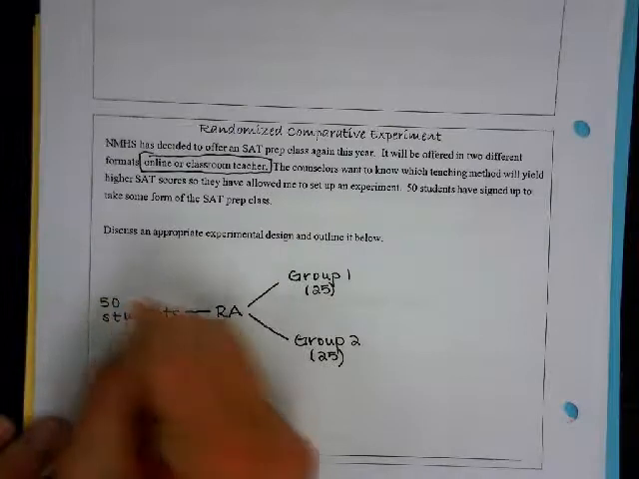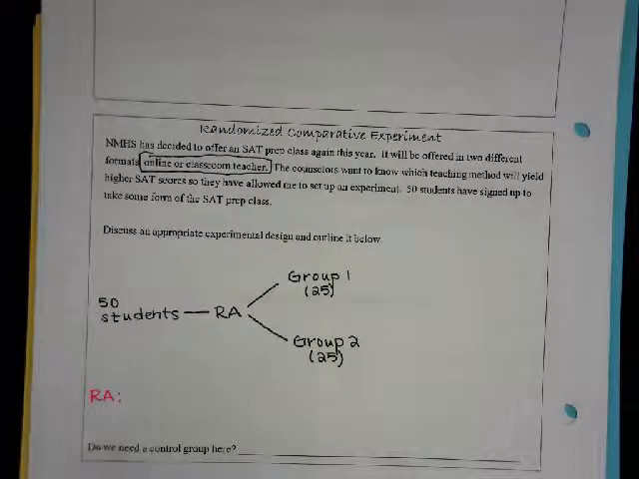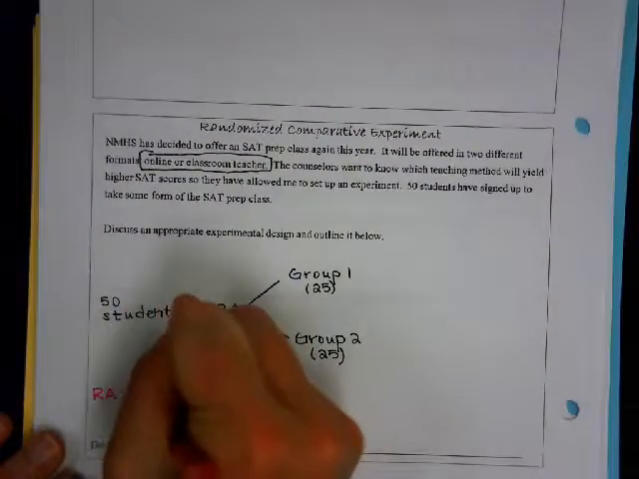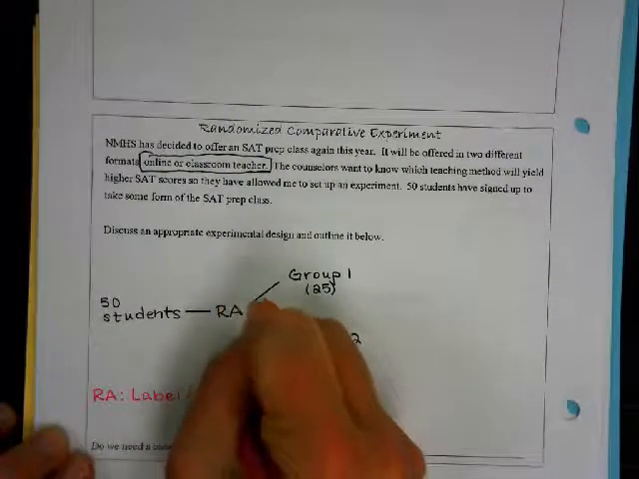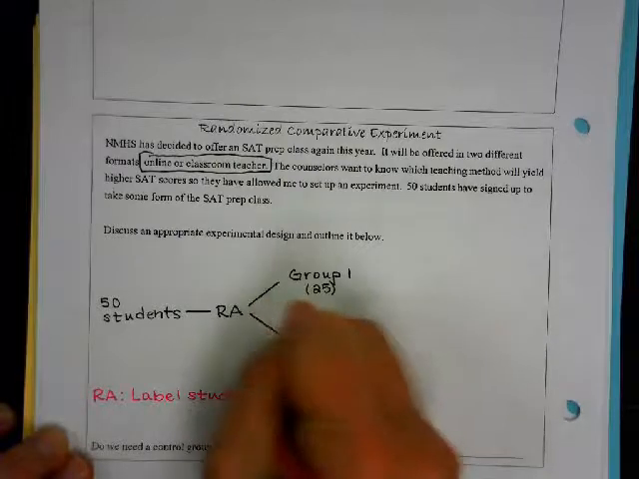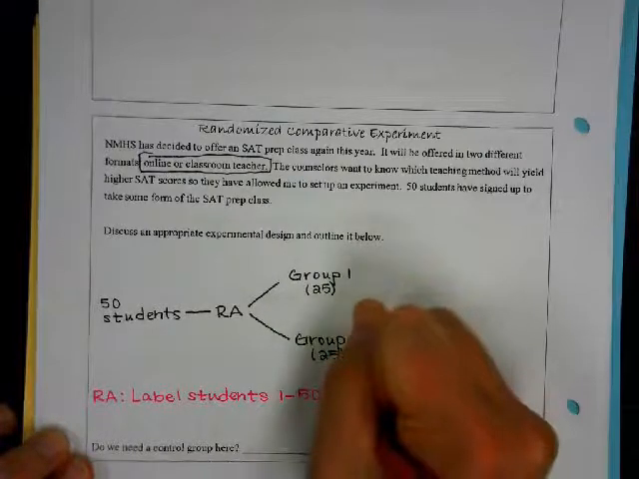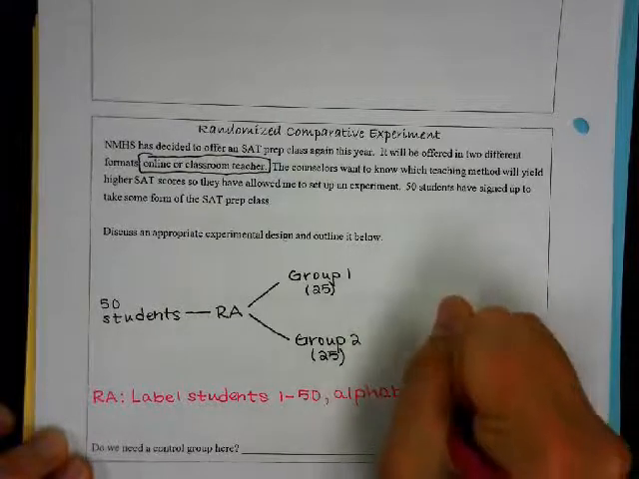So down below, I'm going to put RA, and then I'm going to describe what I do. So I have 50 students. Remember, when we choose an SRS, we have 2 steps. You label them and then you choose them. So I'm going to label the students 1 through 50, and I'm going to do it alphabetically by their last name, so that there's some rhyme or reason to how I label them.